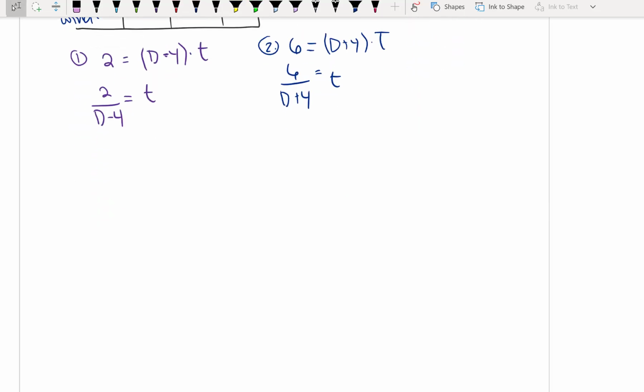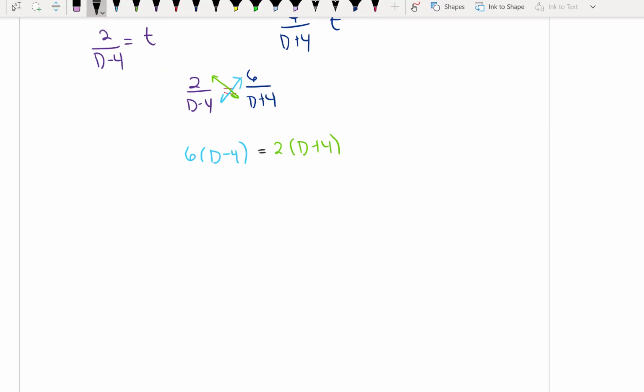And since now the times are equal to each other, I can set both these equations equal to each other. So 2 over d minus 4, since the times are the same, is equal to 6 over d plus 4. So then from here, it just becomes a cross multiplication. So 6 times d minus 4 is going to equal 2 times d plus 4. So solving for this, I'm going to get 6d minus 24 is equal to 2d plus 8.